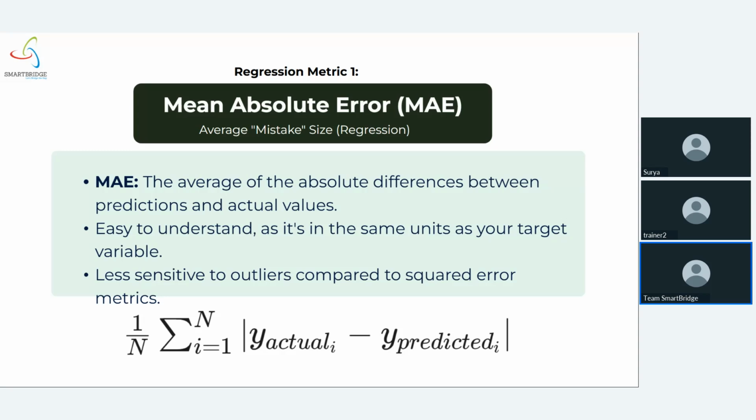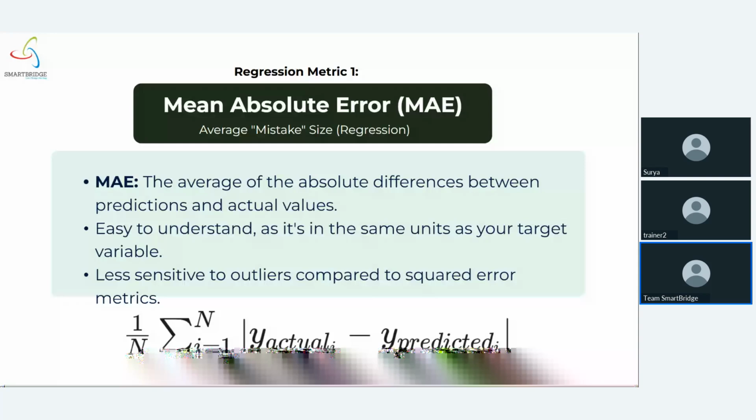Mean absolute error is nothing but the average of the absolute differences between our model's predictions and the actual values. By taking multiple evaluations, we get to know the absolute difference between our model prediction and the actual value that we have observed. That is what mean absolute error is.